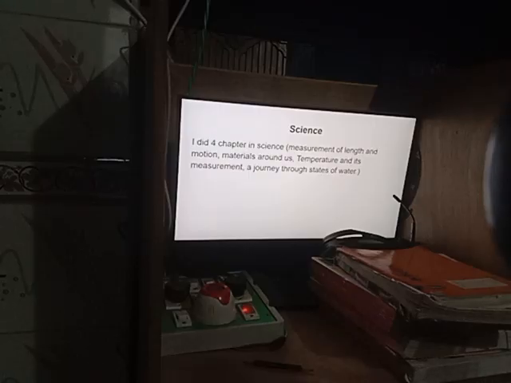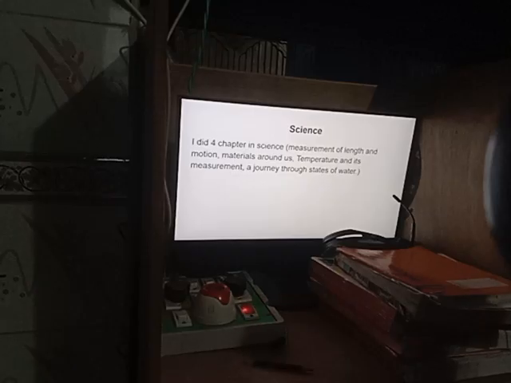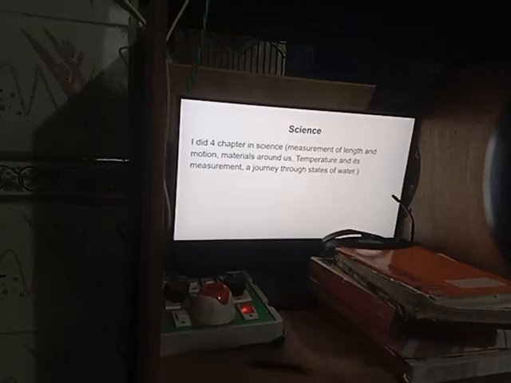There are 3 types of motion, and SI unit is the standard unit of measuring length. SI unit of length is meter, centimeter, kilometer. Mainly we use meter, centimeter. For long distance we use kilometer as per need.